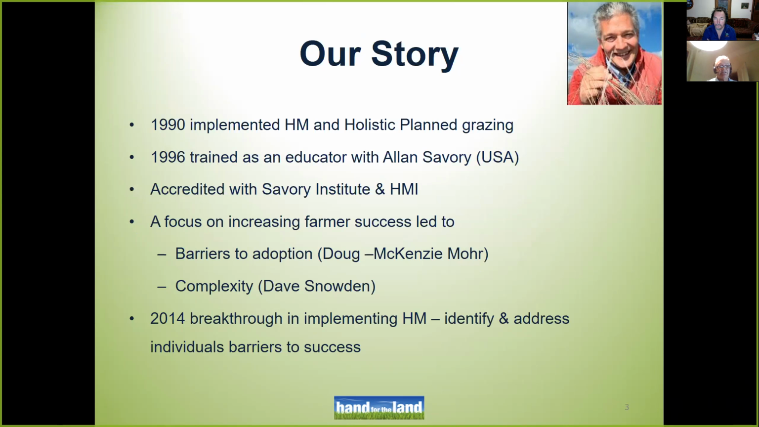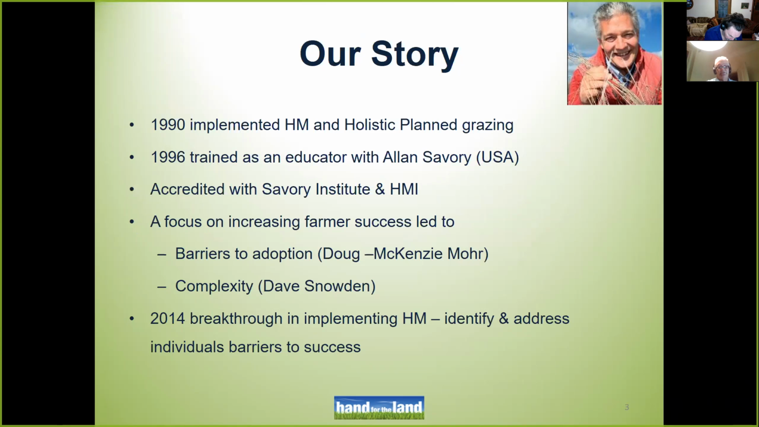So I've been searching ever since, and I believe two of the big breakthroughs have been work with Doug Mackenzie Moore from Canada on barriers to adoption, and combining Alan's work with Dave Snowden's complexity work at Cognitive Edge. I'll make sure I've got the references to those in the notes as well. Then in 2014, I smacked myself on the forehead and realised that the problem was that we were trying to give people general information, whereas the barriers to success are actually individual barriers to success.